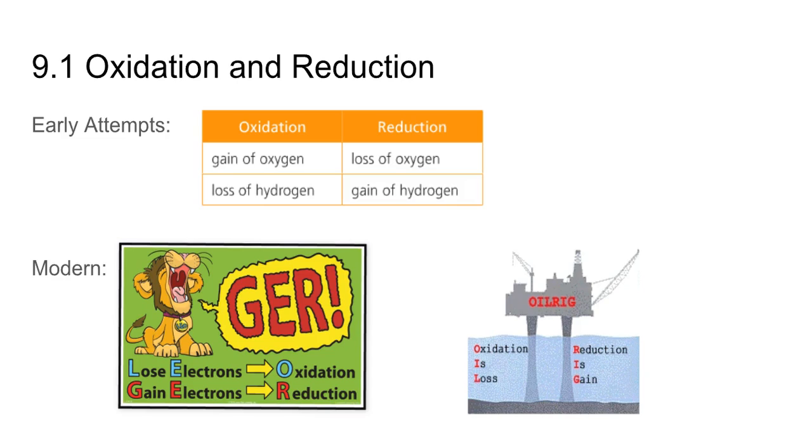So there might be two ways that you have heard to remember this. Either LEO goes GER, the lion goes GER. LEO for loss of electrons, GER for gain of electrons. Or OIL RIG, oxidation is the loss of electrons, reduction is gain of electrons. Let's take a look at an equation.